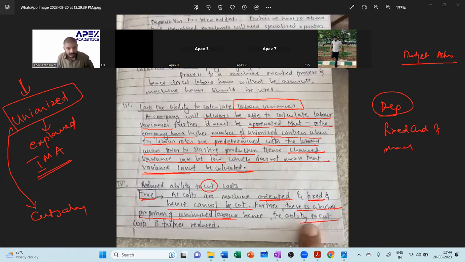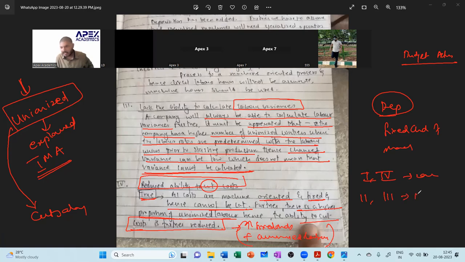Hence, the ability to cut costs is further reduced. Why is the ability to cut costs further reduced? Number one, you have a higher amount of fixed overheads, which I have written, of course, in my handwriting. Plus, there is unionized labor. Both of these reduce the ability to cut the costs. This is important for you to understand. Therefore, statement number 4 and statement number 1 are correct, and statement number 2 and statement number 3 are incorrect.